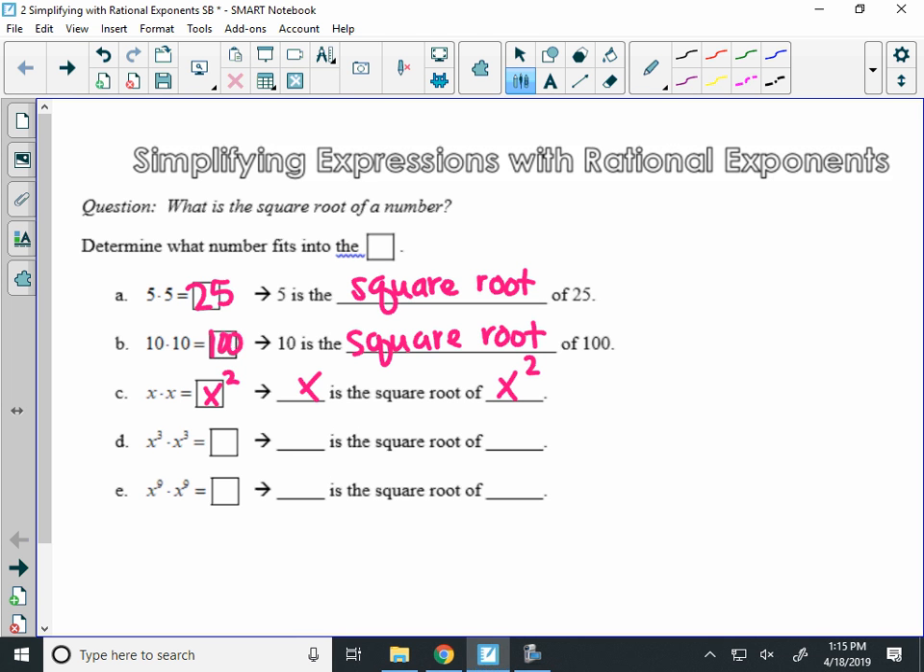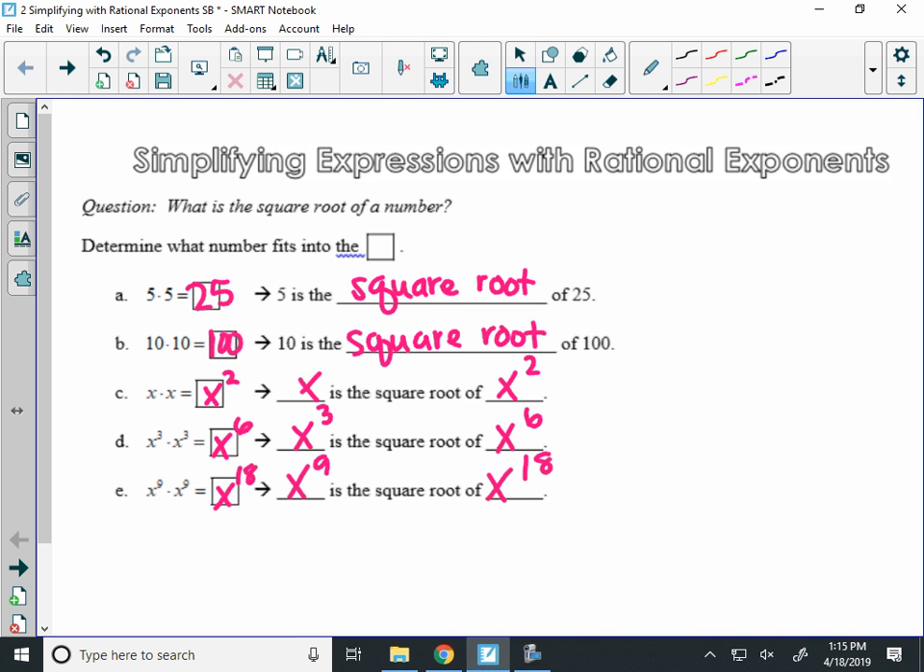All right, now we're going to start to see a pattern here. x to the third times x to the third is x to the sixth. Right, you add the exponents. So x to the third is the square root of x to the sixth. And finally, x to the ninth times x to the ninth is x to the 18th. So x to the ninth is the square root of x to the 18th. What do you notice about the pattern here? Yeah, the exponent there is half of the one you took the square root of.